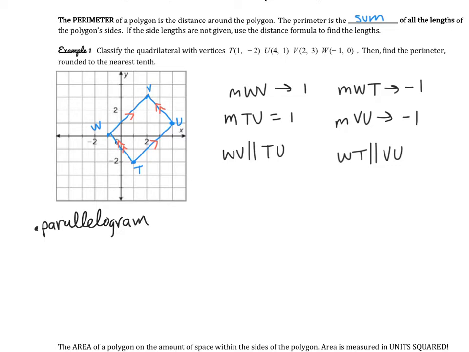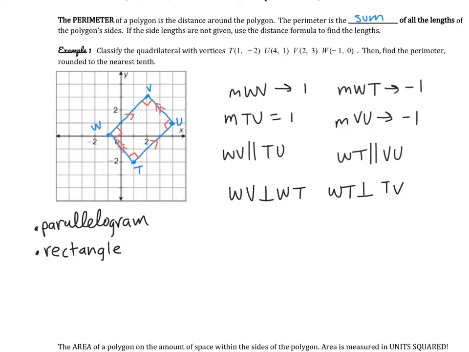Another thing you'll notice since we have the slopes is that WV and WT have opposite reciprocal slopes, which means that they are perpendicular. So WV is perpendicular to WT. WT is perpendicular to TV, and these are also perpendicular, and so are these because of their slopes again. So we see that we have 4 right angles because they're all perpendicular, which means that we could also classify this as a rectangle.